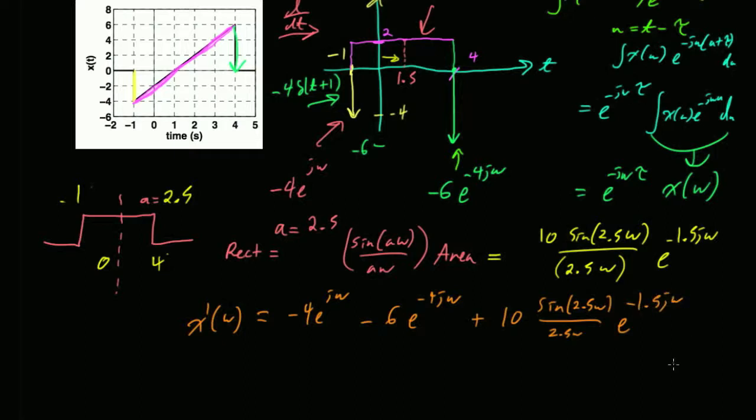It's hard to see because you've got a bunch of these terms like sine of 2.5 omega over 2.5 omega, which you have to resolve using L'Hopital's rule at omega equals 0. And you're actually going to wind up getting almost the same thing from this term with some... You could solve for it.